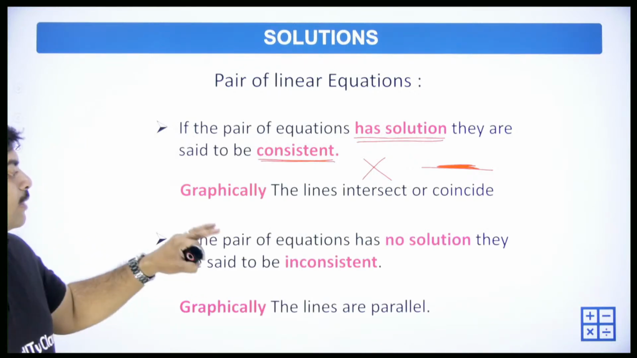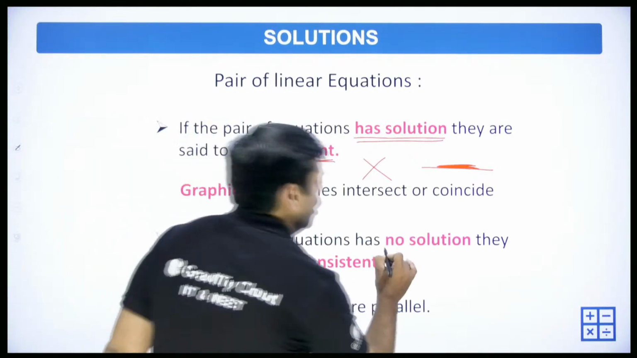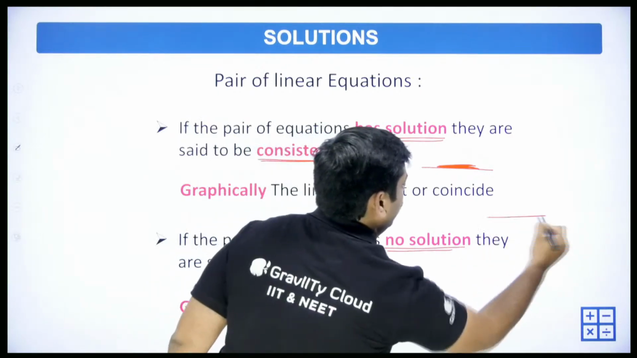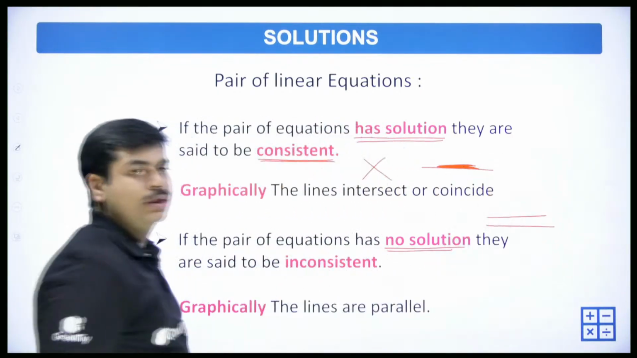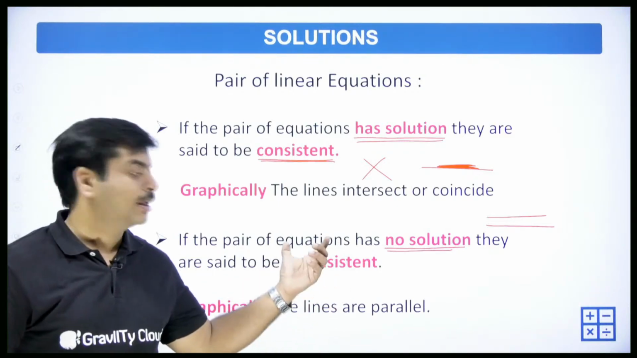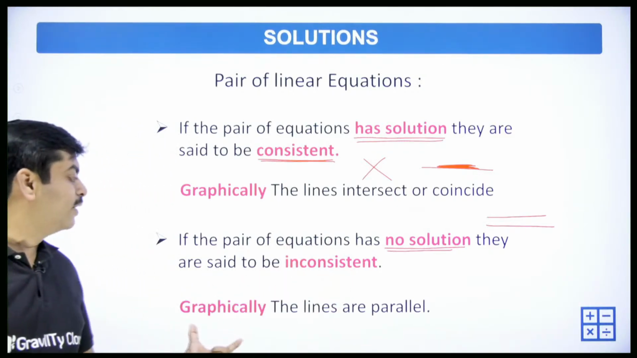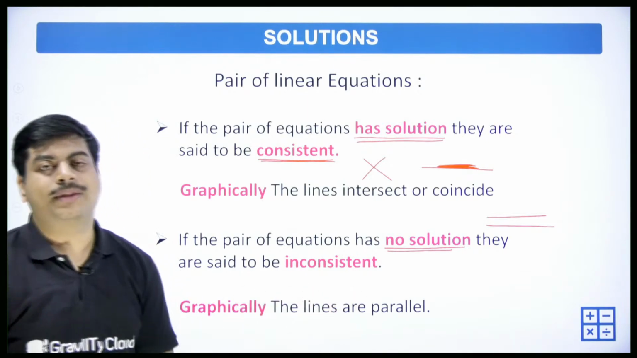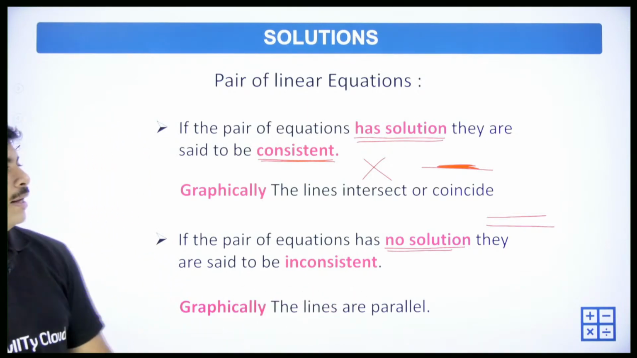If the pair of equations has no solution, meaning no point of intersection, these two lines will never meet each other. They are said to be inconsistent, and graphically the lines are parallel. Understood?